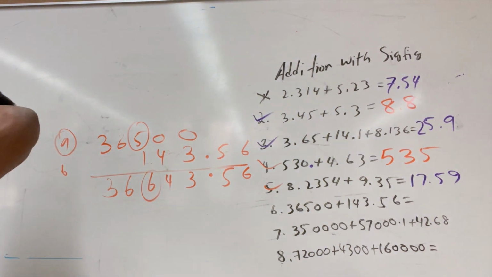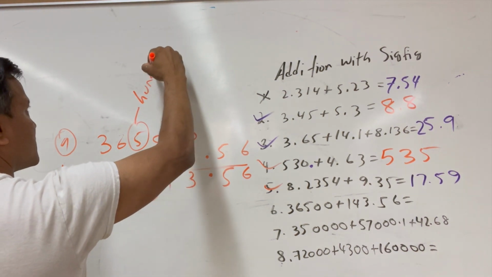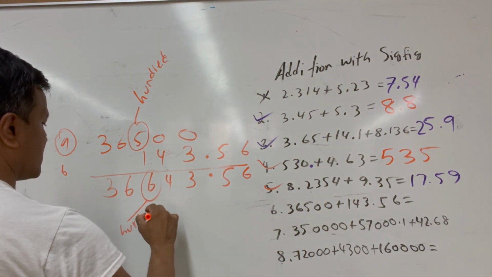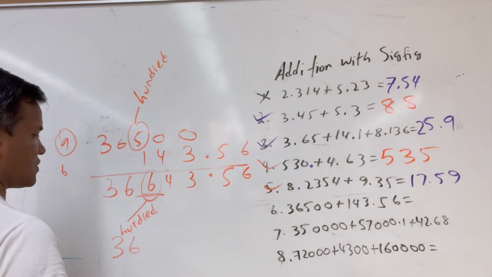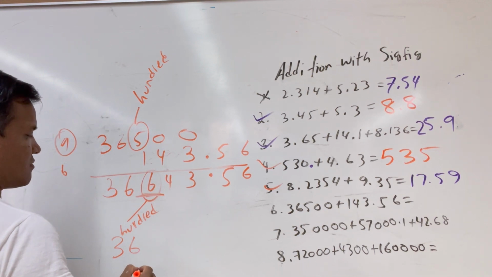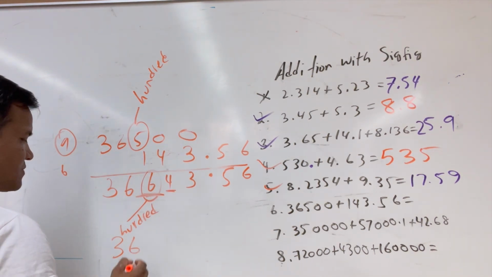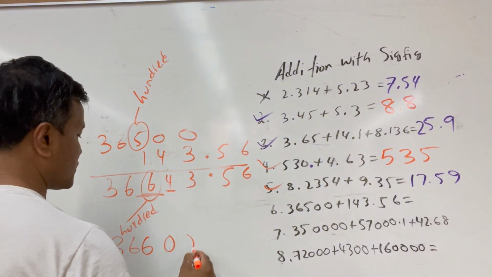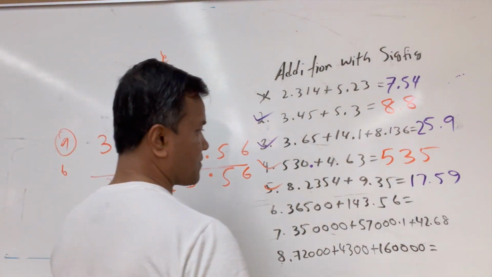Okay, so 1, 10, 100. This is also 100. So 3, 6. This is your target. So the target would be depending on the next digit, but the next digit is less than 5. So you don't have to change anything, but don't forget to put the zeros. All right, 36600.